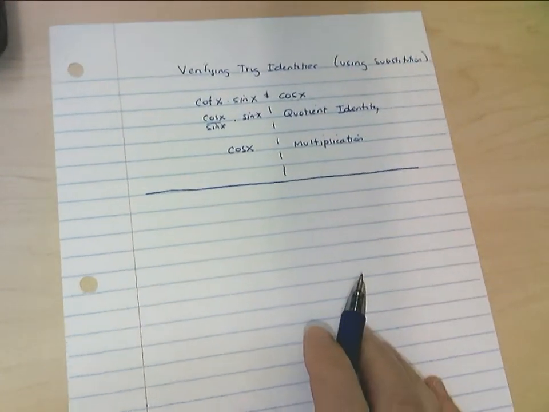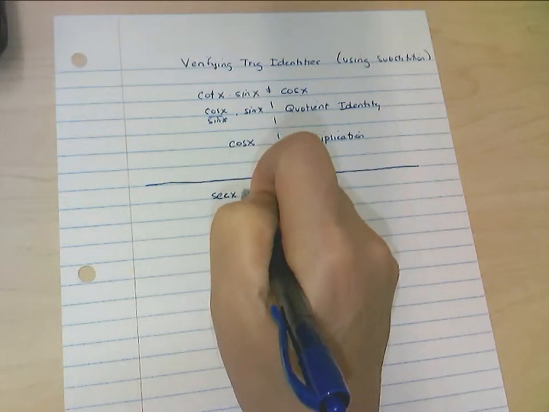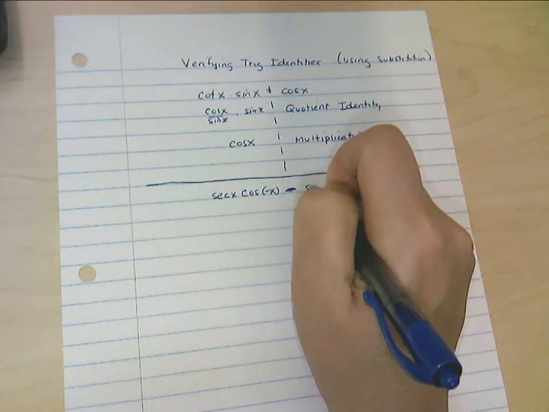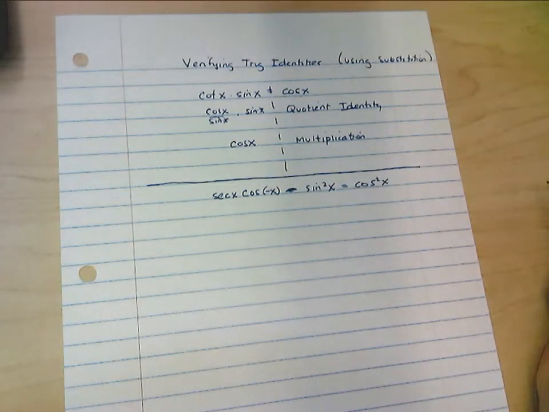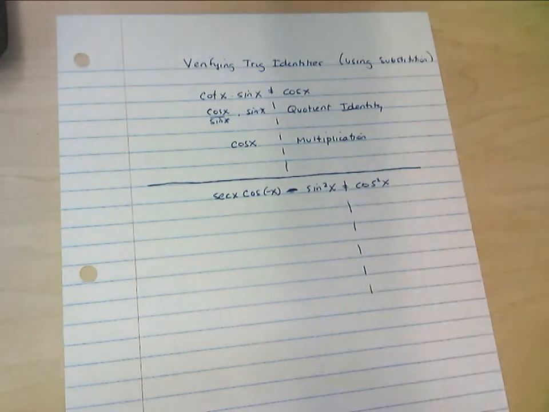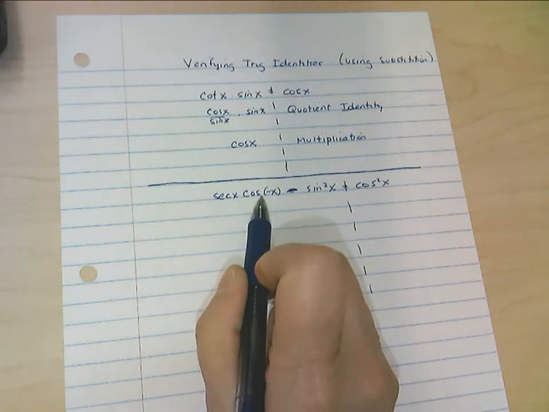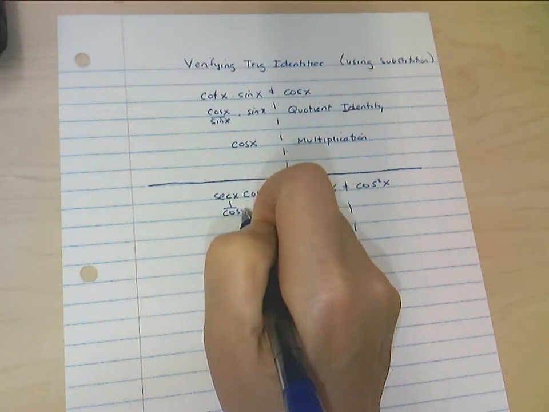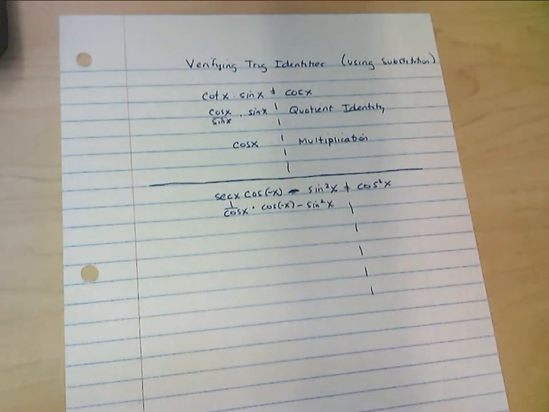Another example would be if I had secant x times cosine negative x minus sine squared x equal cosine squared x. So once again, I have to look at where I'm going. I want to get to cosine squared x. I'm going to put a line down through here. Well, I know secant x I can make into cosine x. So that's the first thing I'm going to do, is I'm going to change secant x to 1 over cosine x. Everything else stays the same.